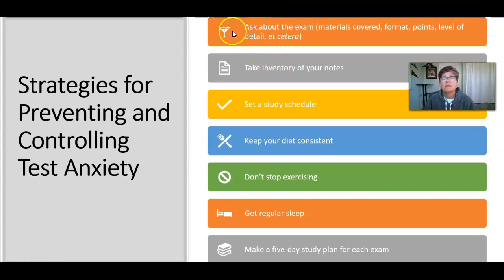I'm not sure why this icon came up as a cocktail. I have no idea. Don't drink cocktails while you're preparing for your exam, but ask about the exam.